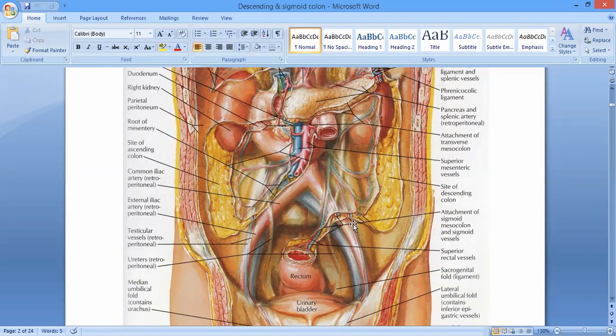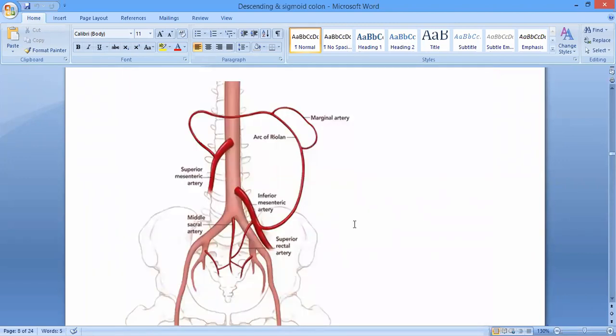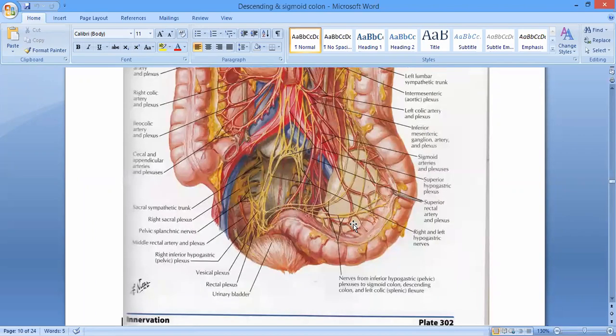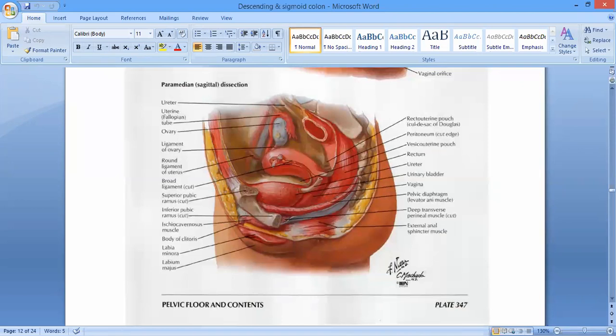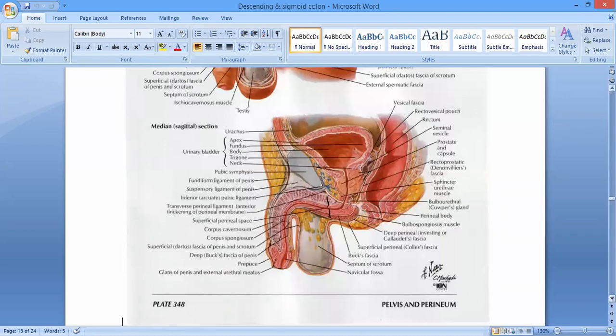Now, what would be the relations of the sigmoid colon? So this is a part of the sigmoid colon over here, and you can see it is going to continue into the rectum at the level of S3, S1, S2, and S3, right? So at the level of S3, the sigmoid colon is going to be continuous with the rectum over here, right? Now, anterior relations. Anterior relations in case of the female, you can see is the body of the uterus. So the posterior surface of the body of the uterus, in case of the female, is present in the anterior relation of the sigmoid colon, and in the case of the male, it is related to the posterior surface of the urinary bladder.